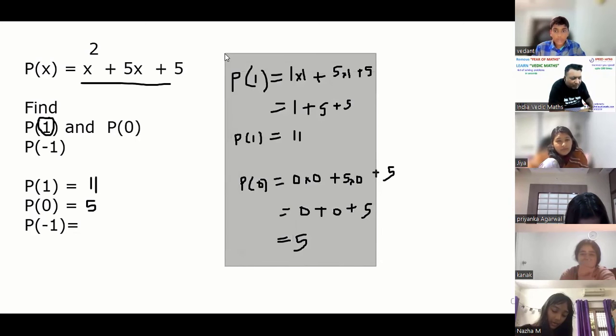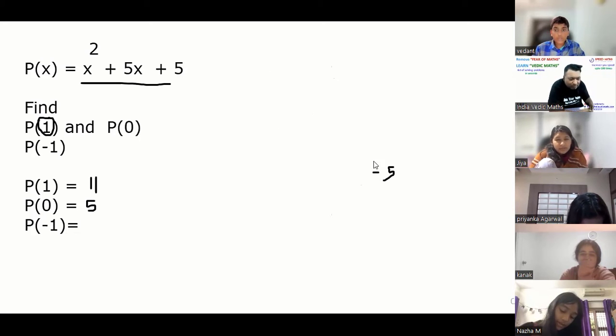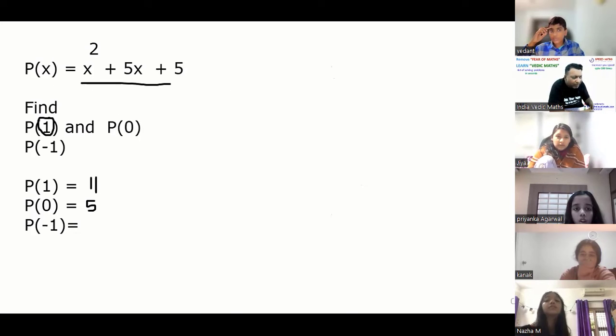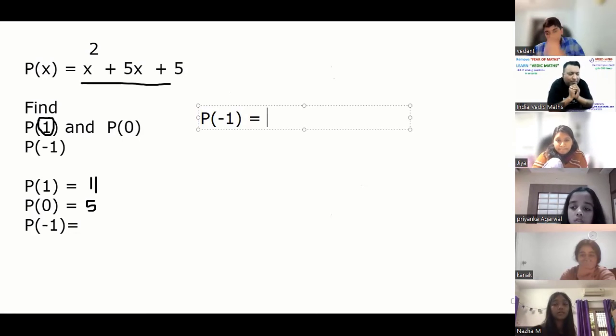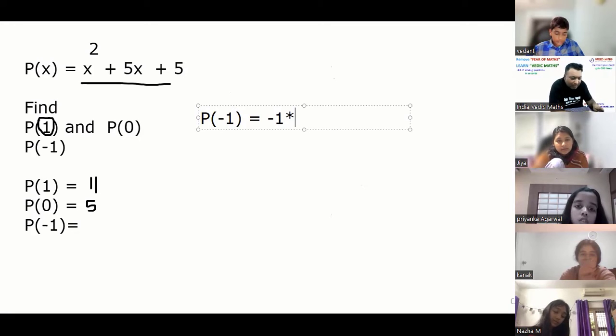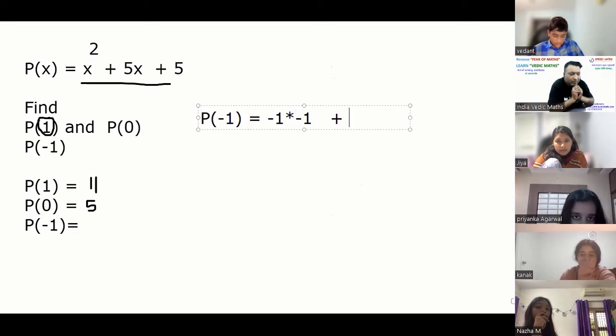I'm confused. I know. So let's do it together. We want P of -1. Agree? What is the first term? X square. Correct? X square means -1 times -1. Correct or not? Yes. Then what is the next term?